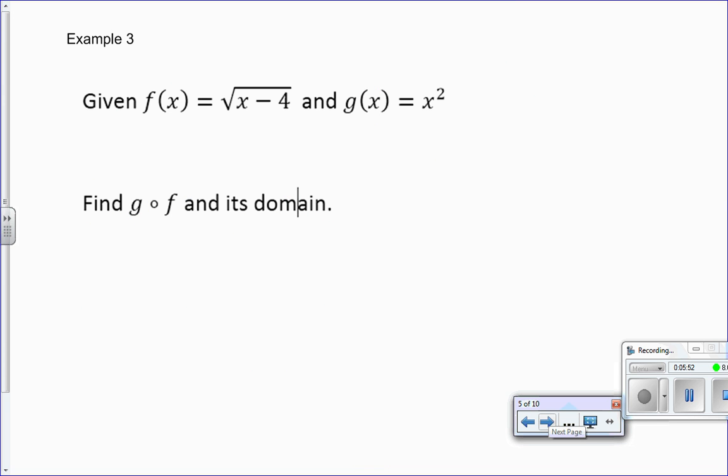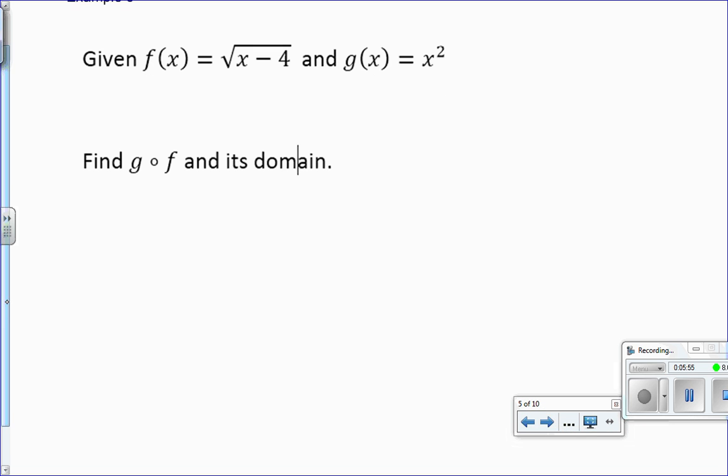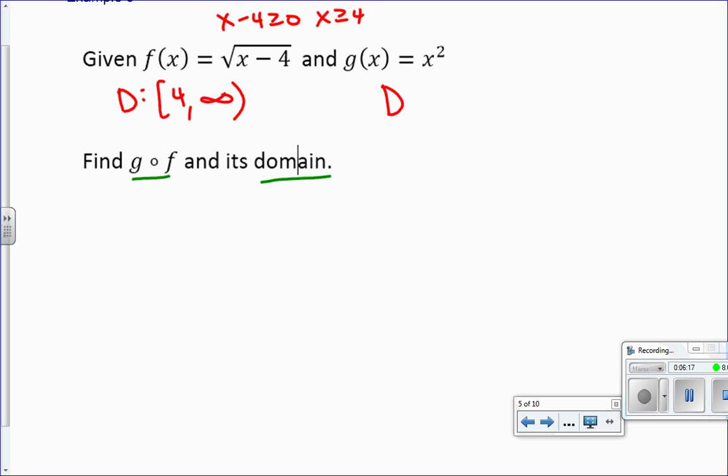All right, here's an example where we have to find a composition and have to find its domain. Let's start by finding domains of the given functions. For f, I know that x minus 4 must be greater than or equal to 0. So x must be greater than or equal to 4. So the domain goes from 4 to infinity. And then the domain of g is going to be all real numbers.